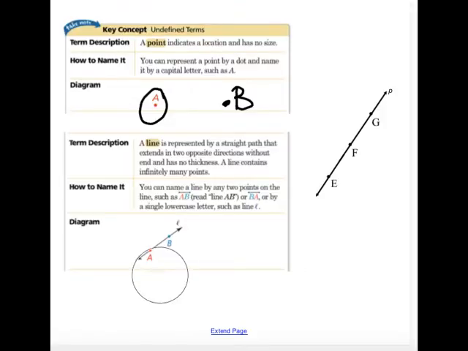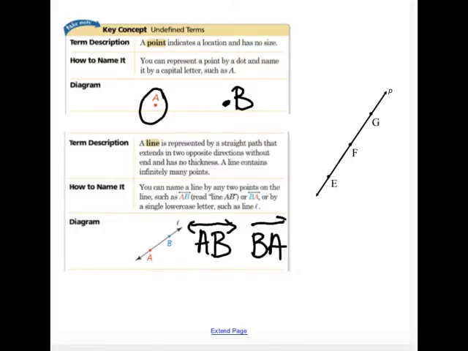I'll erase this for now. We can use 2 points on the line. So in this line we have AB, and then the symbol on top is a line. So I read that as line AB. When we name lines, it doesn't matter which way we name them. I could call this line AB, or I could also call it line BA. Either one is fine, just don't forget that symbol up top.